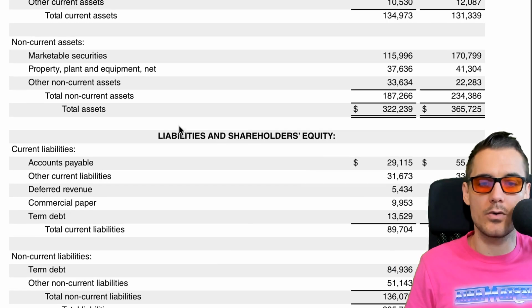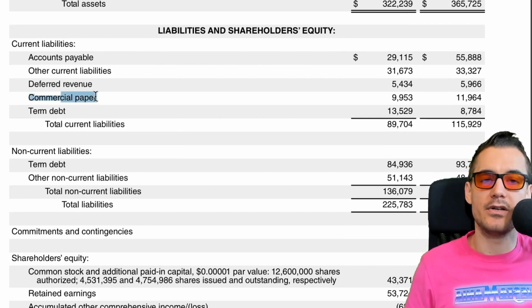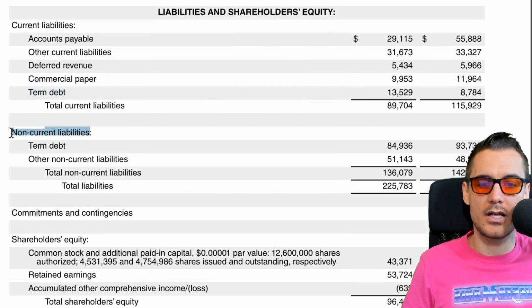All right, and now we go to our debt, and we have our commercial paper. Commercial paper is a form of debt. It's kind of like a note that a company will issue to raise capital. So just think of it as a form of debt, and that is about $10 billion. And then we have our current debt, so that's our short-term debt of $13.5 billion. And then we have our non-current liabilities, so we have our long-term debt, which is $84.9 billion.